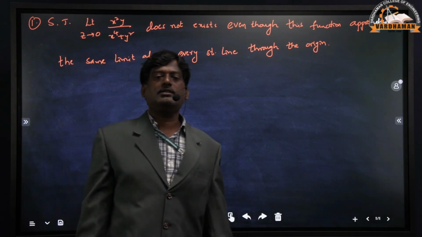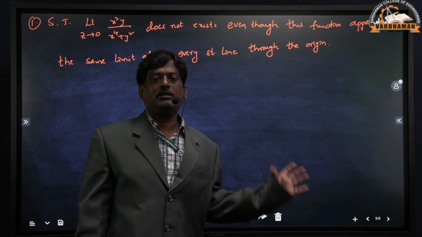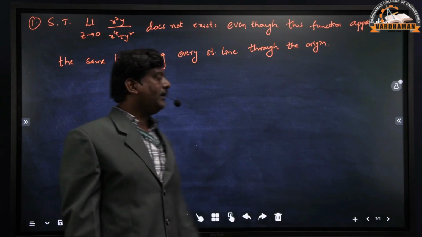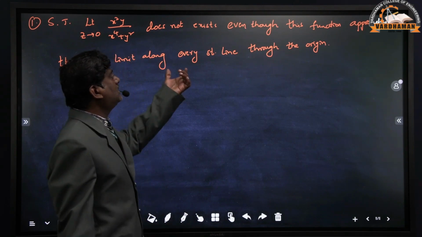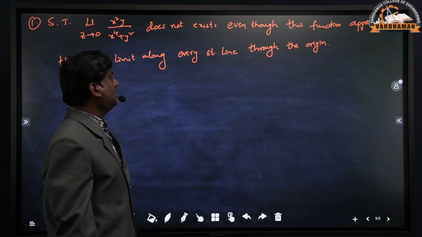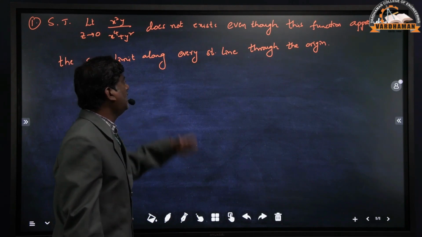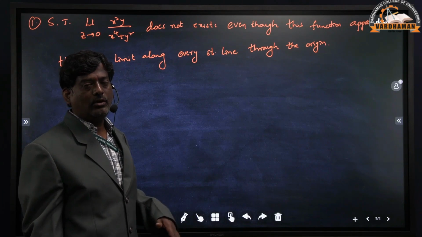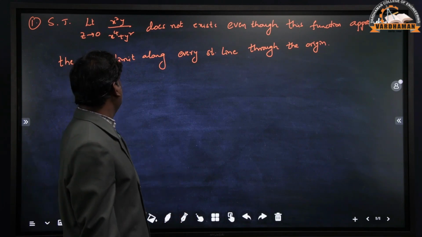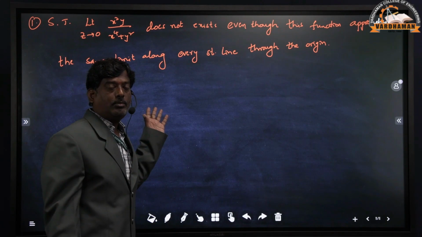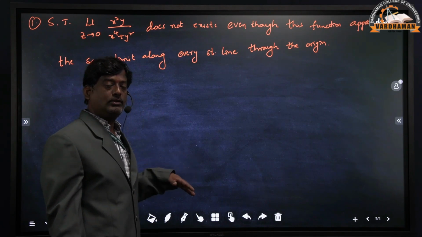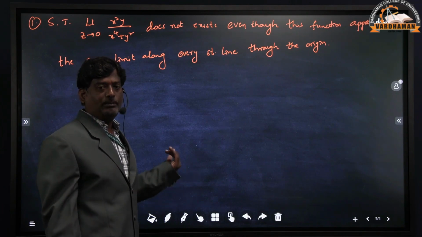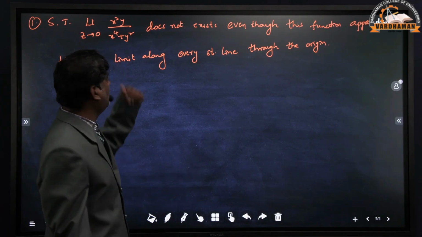We have to show that the limit does not exist for the given function. Now here, what is the one condition given? That one also we have to prove first. If the line passes through the origin, a straight line, even though we get the same limit along every line passing through the origin, we cannot say the limit exists. We have to show that.